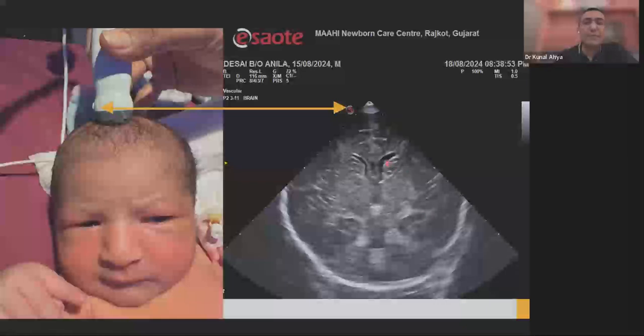So once you keep the probe, you can see that there is some amount of asymmetry which I am getting in the ventricles. Whenever you keep your probe, you will get some amount of ventricular asymmetry. Hence, you need to angulate it a little bit to get a clearer image.